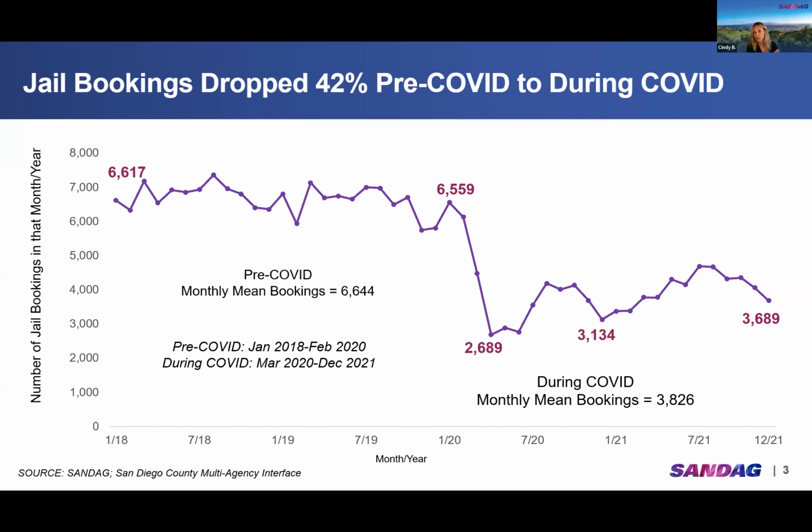And you can see that pre-pandemic, looking from January 2018 to February of 2020, there was a monthly average number of bookings of just over 6,600. And when the pandemic started, there was a large drop. And then that monthly average after that was 3,800. But you could see we dropped down as far as below 2,700. So a 42% drop of the number of bookings into jail pre-COVID to during COVID.